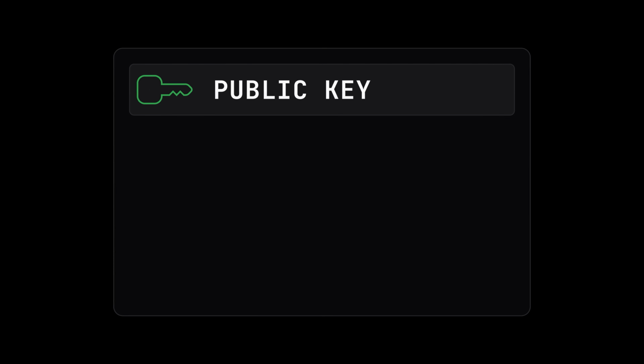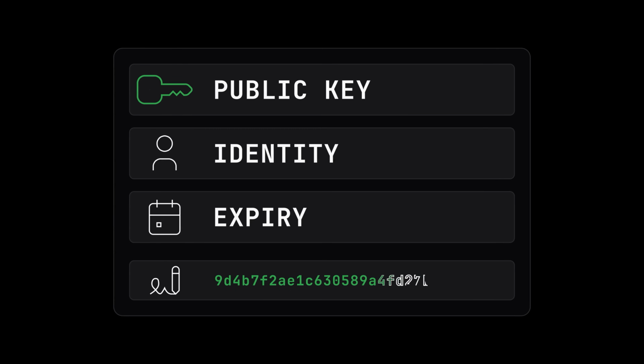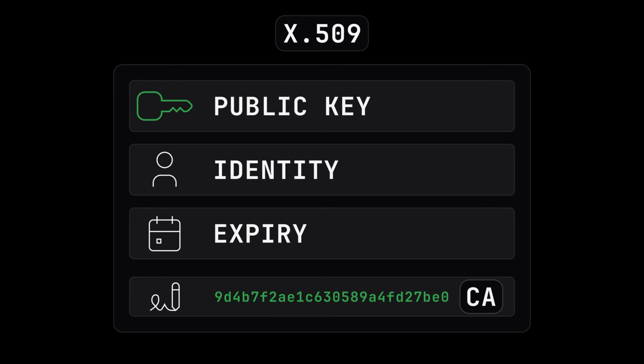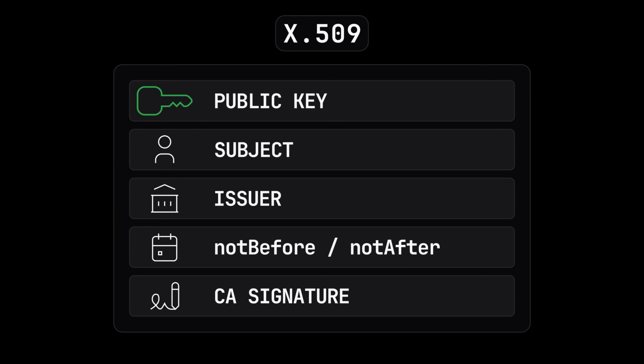A digital certificate is essentially your public key bound to your identity and an expiry date, all signed by a trusted certificate authority, or a CA. X509 is a universal standard that defines what a certificate must contain, which are 5 core elements: your public key, the subject or who you are, the issuer or the certificate authority who signed it, not before and not after, which define the interval during which your certificate is valid, and the certificate authority signature itself.